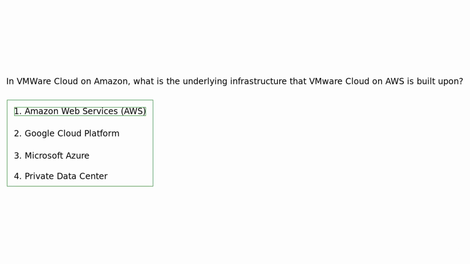VMware Cloud on AWS is a hybrid cloud service that runs on Amazon Web Services infrastructure, providing customers with a seamless integration between their on-premises VMware environments and the AWS cloud.